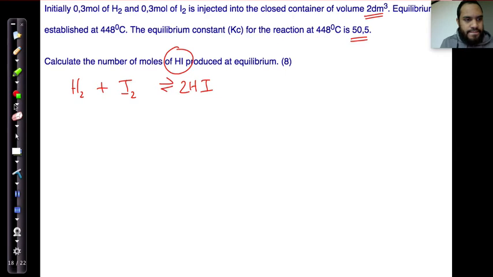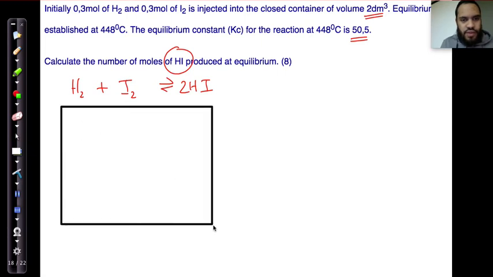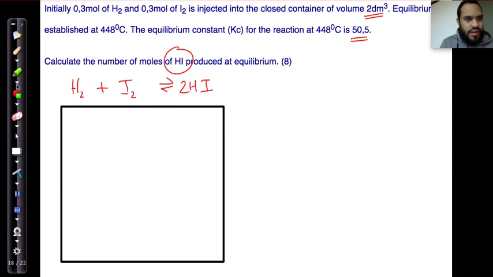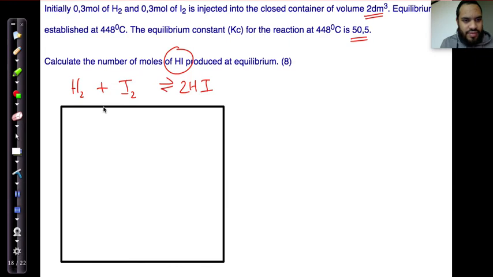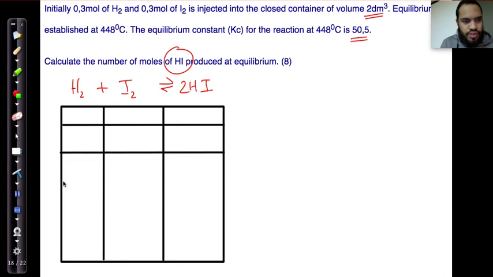Let's just get a black pen going over there. And if you've noticed, I'm being a bit smarter about this time. I'm actually drawing the table with a block. And then we will construct our lines below that like such and like such. Then we'll have the first row, which will be initial. The second row will be reacted / produced. The third row will be the equilibrium number of moles.